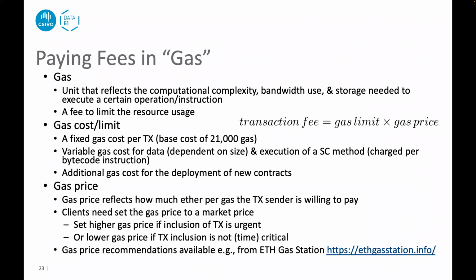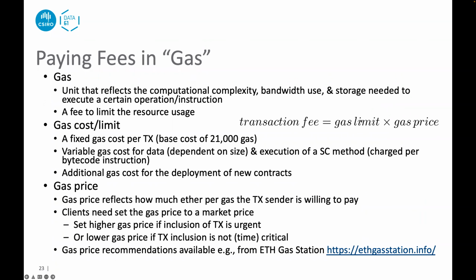Whereas when you execute smart contracts, of course, you execute more complex instructions. So this is like CPU level instructions. Depending on the CPU level instruction that you execute, you have to pay a certain fee. So that you define as what is called the gas limit.